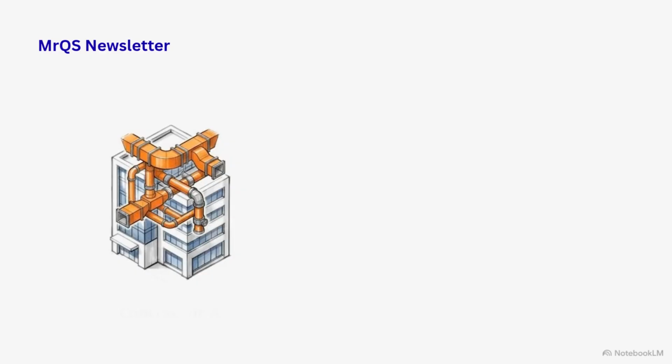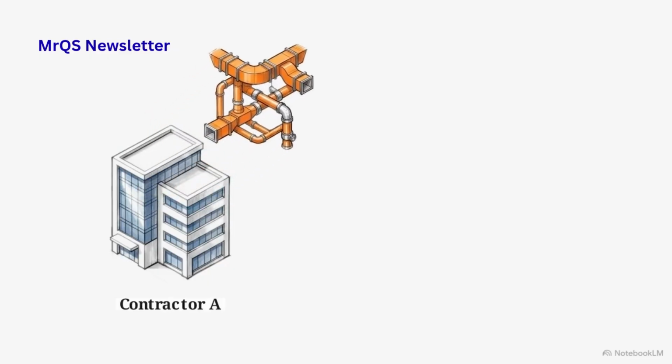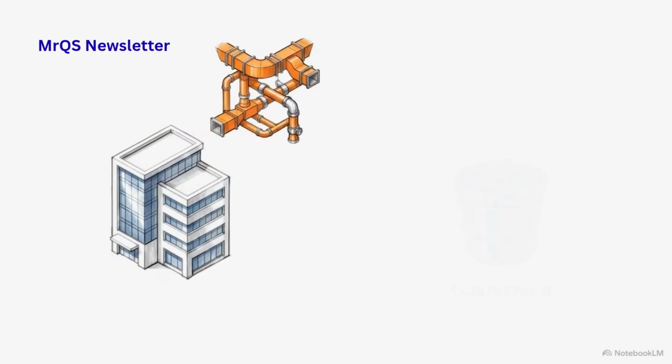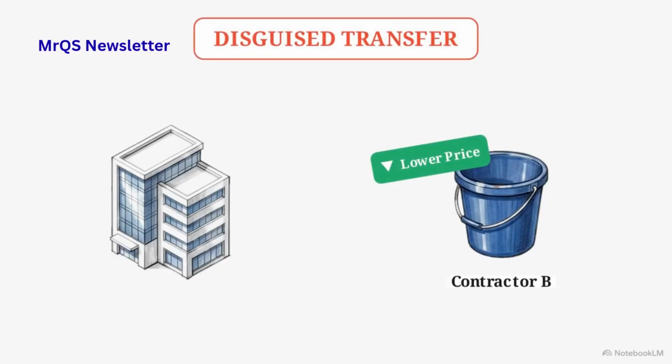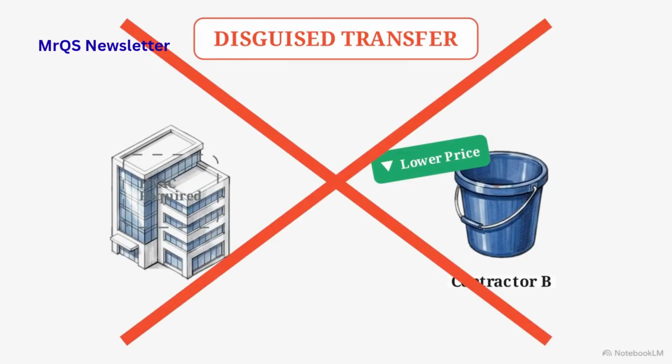Now look at the MEP package. You are the appointed contractor for the HVAC network. The employer omits the package from your contract, but then gives it to a competitor because they offered a better price. This is shopping midstream. This is a disguised transfer. The project still physically requires the HVAC system. The employer is simply using the omission clause as a commercial tool to bypass the original price agreement.